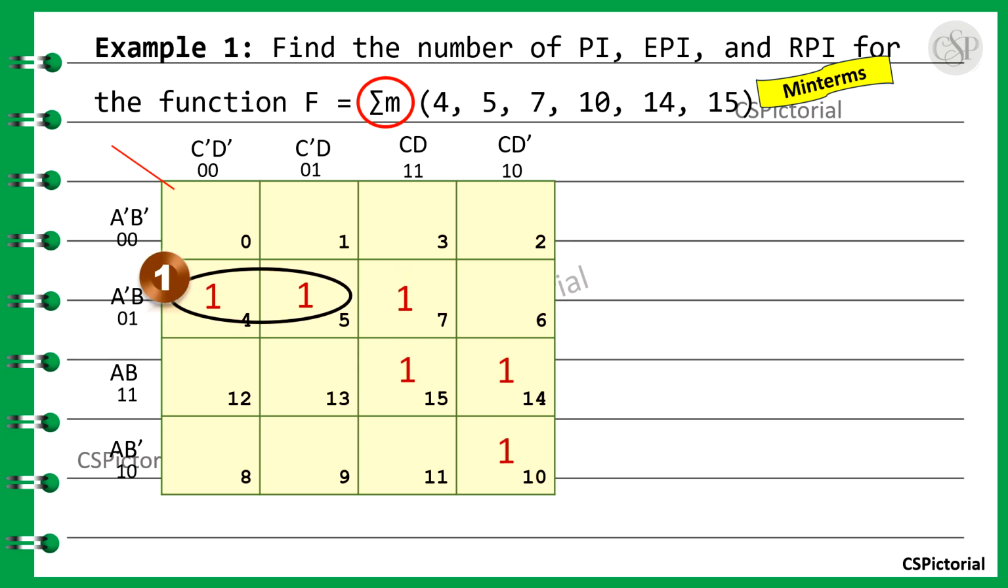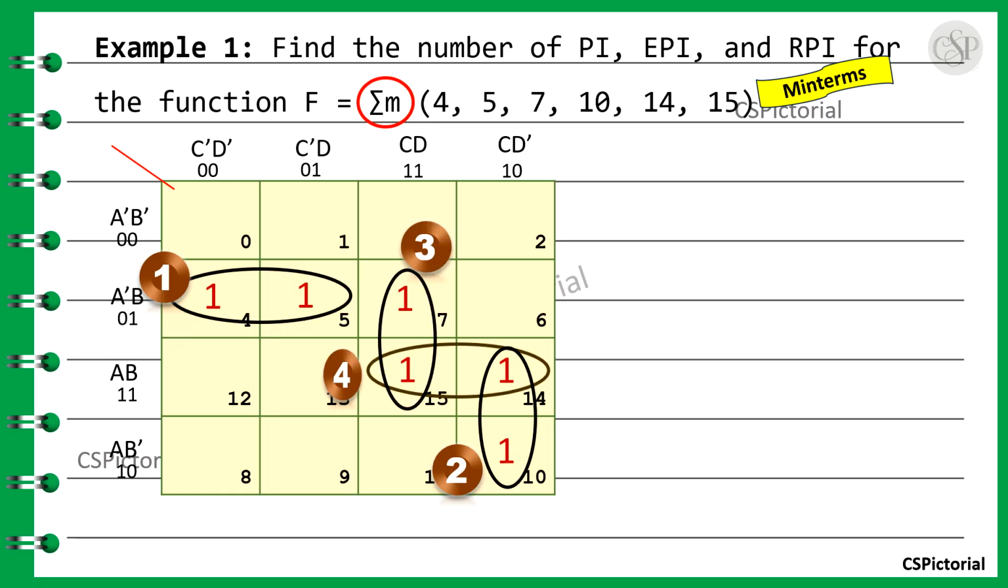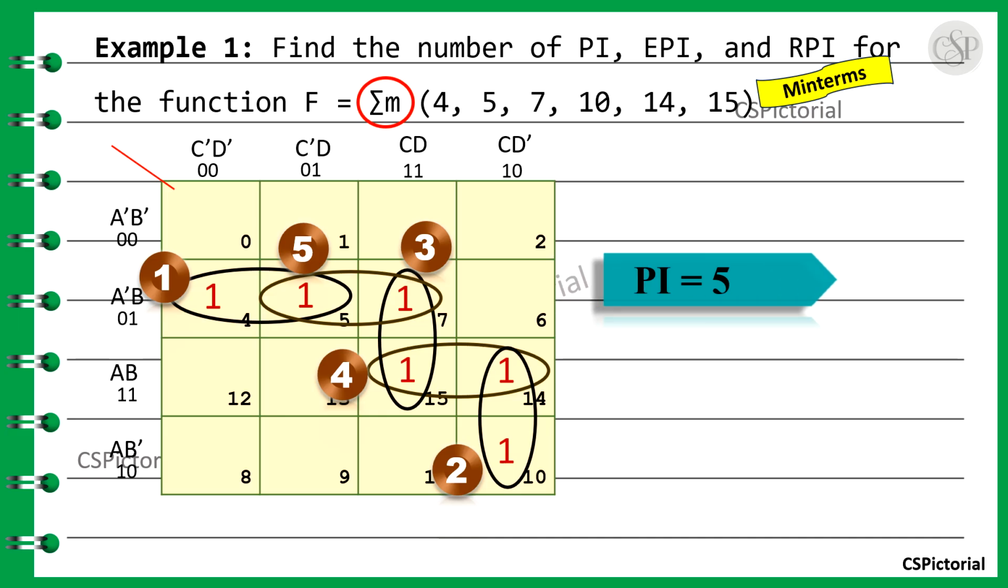We make all the possible groups covering ones in the K-map. We form overlapping groups as well. This group of 3 cells is not allowed according to the rules of K-map grouping. So we go only with the pairs. Now, in total, we have formed 5 pairs of ones. This becomes the number of prime implicants. There are 5 prime implicants here.